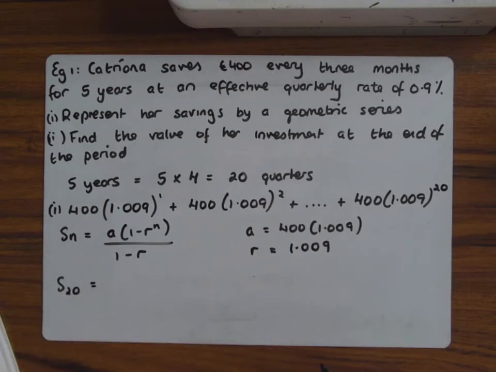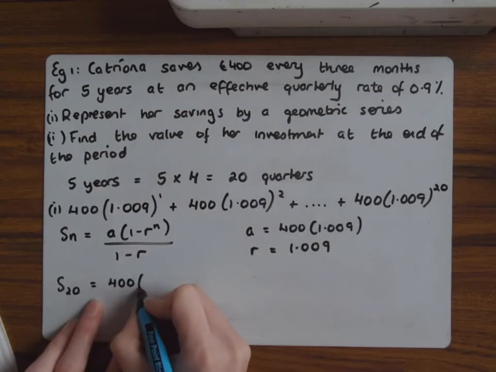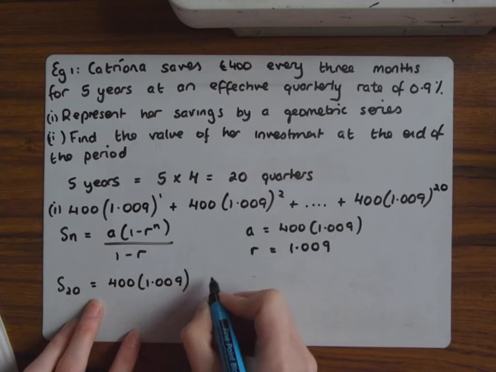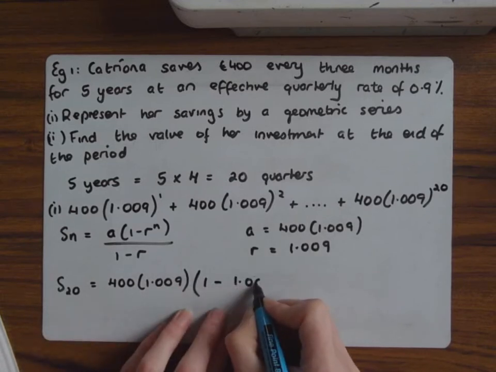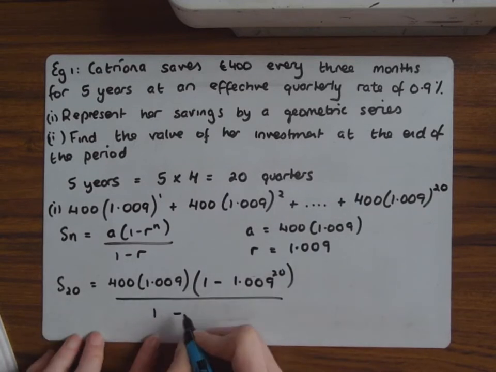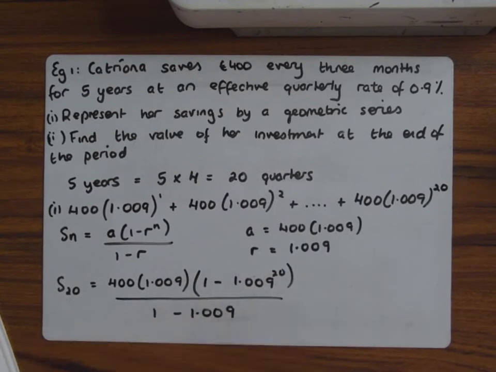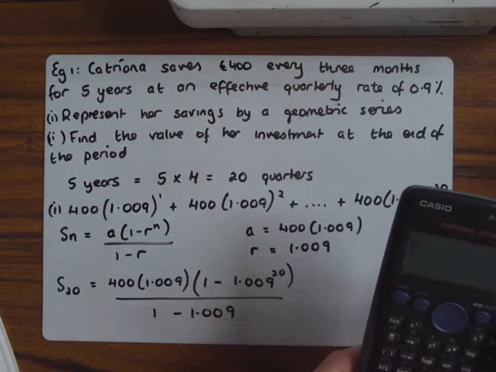So anywhere I see n, I'm just going to put in 20. So let's just fill it in. A, 1 minus r to the power of 20 over 1 minus r. And you're just going to throw that into your calculator. Fraction first.